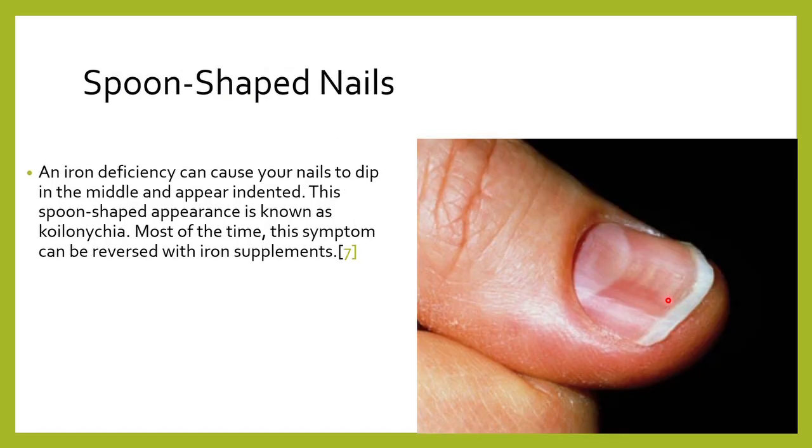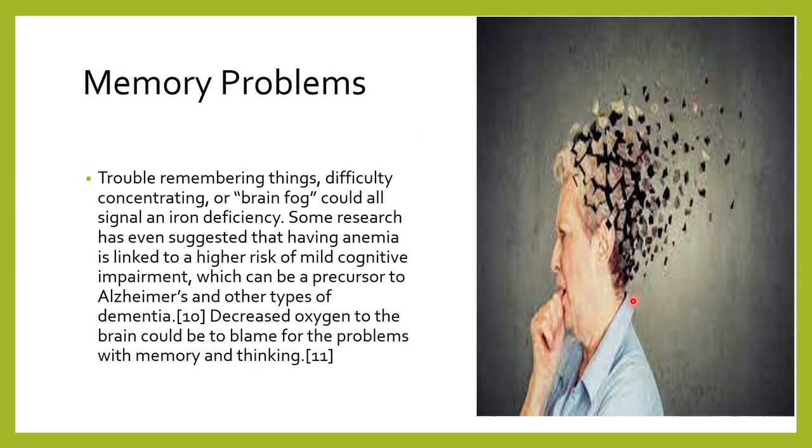Spoon-shaped nails. You will see that in iron deficiency anemia, the nails become spoon-shaped. That is called koilonychia. This is also very, very common with iron deficiency. And when we supplement this patient with iron, these changes will be reversed. So koilonychia or spoon-shaped nails.